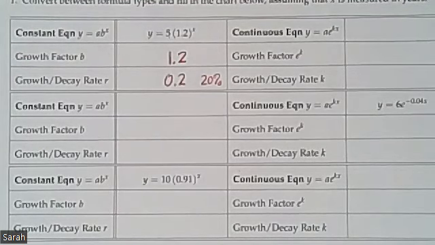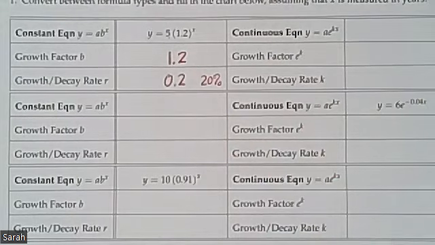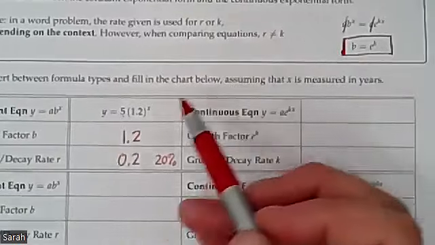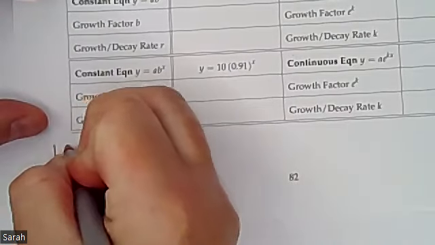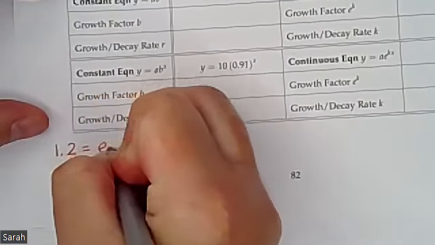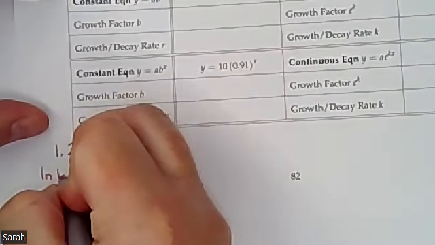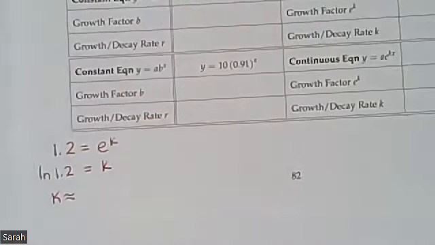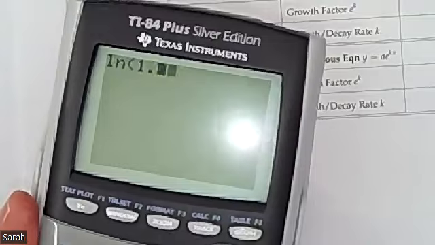All right, now we need to convert this over to the continuous form. So instead of having 1.2, I need e to the k in here. To do that, we'll use this b is equal to e to the k formula. We know our b is 1.2, so 1.2 is equal to e to the k. And if I apply the natural log to both sides, then that'll tell me what k is equal to. So k is roughly equal to ln of 1.2.